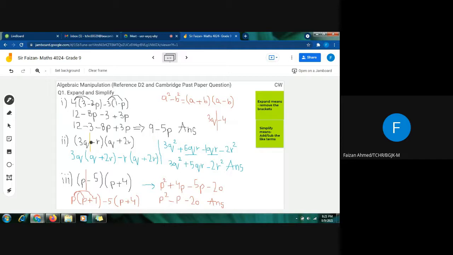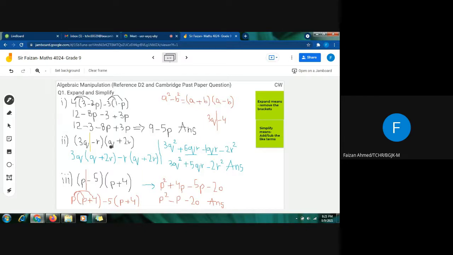Moving on to the next question. In the next question, we have two brackets. The first bracket is 3q minus r, and the second bracket is q plus 2r. And one thing we discussed in algebra, we saw some identities, we discussed some formulas, and we can relate this question to an identity, because in a certain type of identity, there are two brackets, and we can expand those two brackets by using the formula.